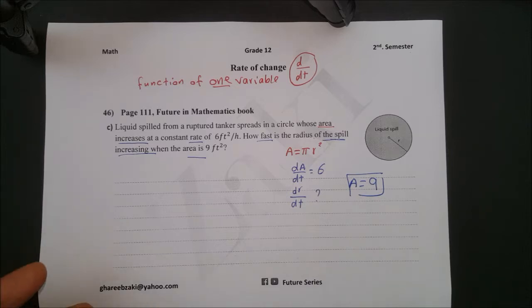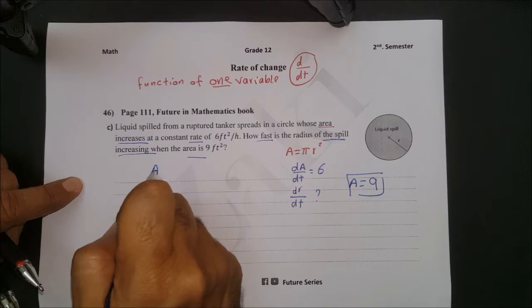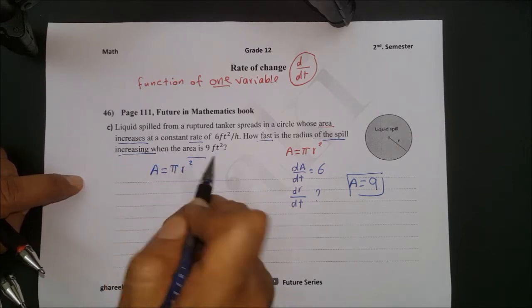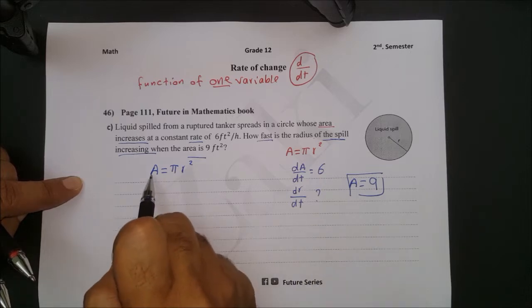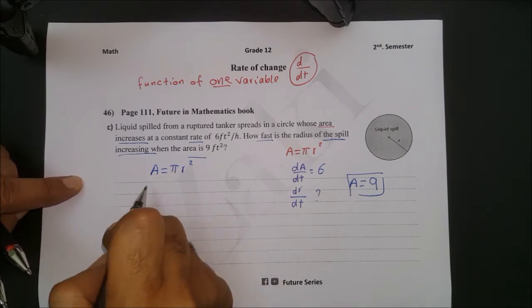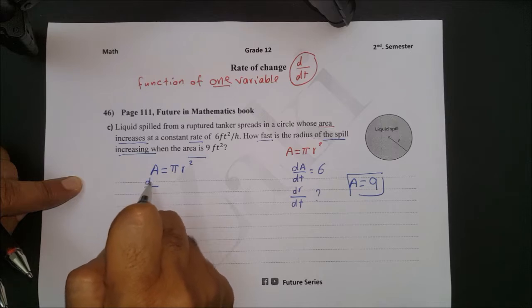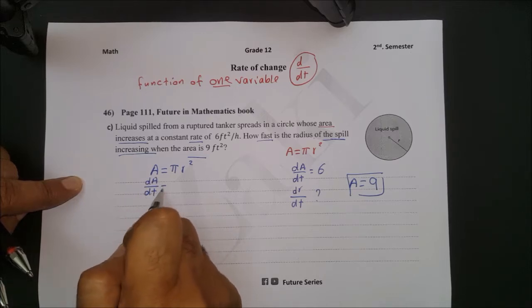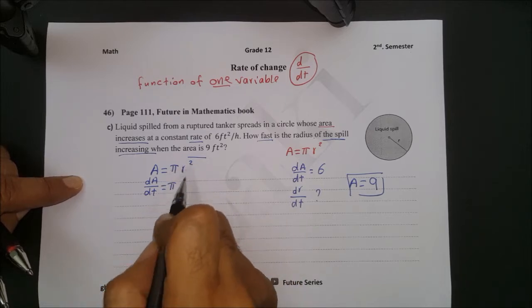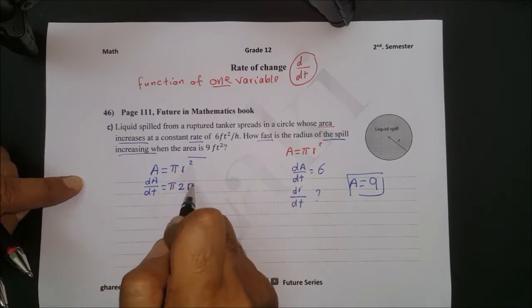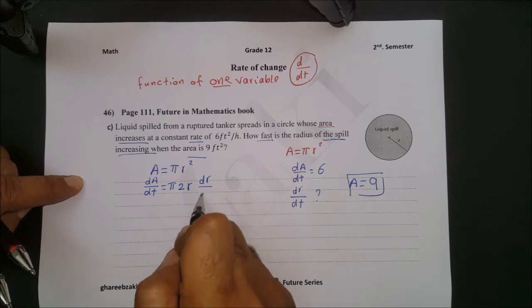Now, we differentiate both sides. So we have here the area equals pi r squared. Differentiate both sides with respect to time. Remember, this is a function of one variable. A is the area, r is the radius, so it is a function of one variable. When we differentiate, we write dA by dt equals pi is constant, the derivative of r squared, the power comes down, minus 1 from the power, dr by dt.